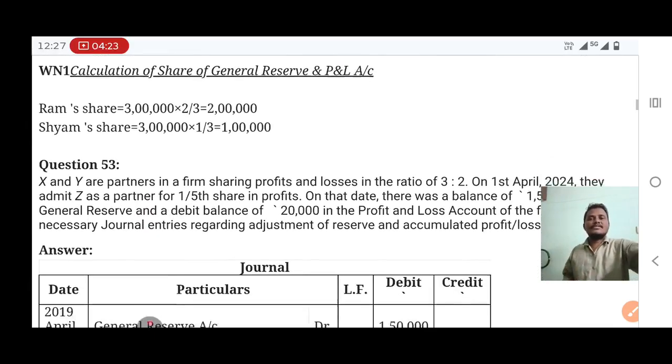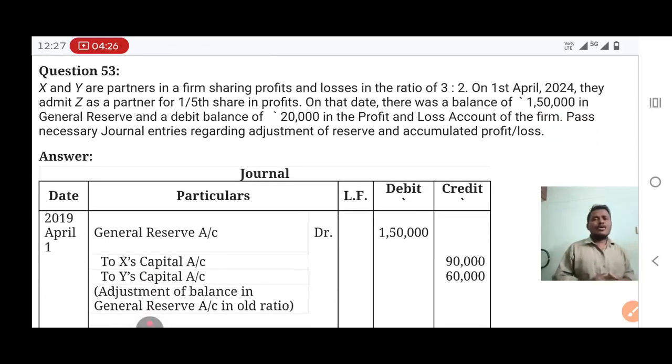The next sum is: X and Y are partners sharing profits and losses in the ratio of 3:2. On 1st April 2024, they admit Z as a partner for 1/5 share in profits. On that date, there was a balance of 1,50,000 in general reserve and a debit balance of 20,000 in the profit and loss account. Note that general reserve of 1,50,000 is on the liability side. What does a debit balance in the profit and loss account mean? I already told you credit balance means liability side, so debit balance means the asset side of the balance sheet.